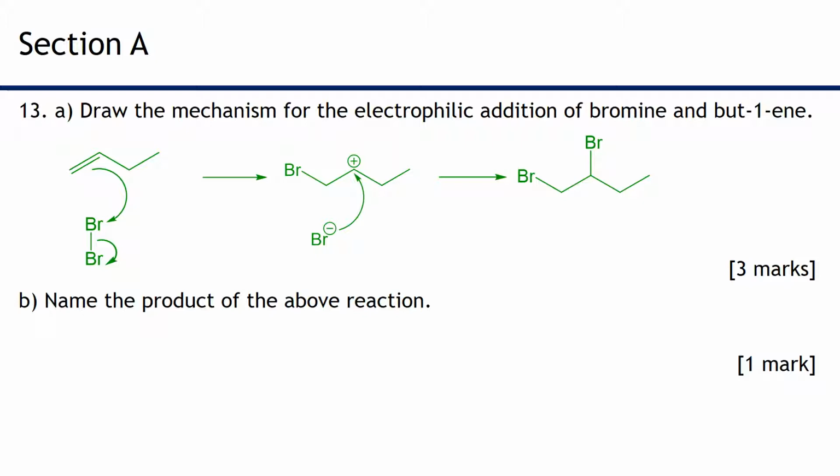Then in part B, you're asked to name the product of the above reaction, and as I've just said, we have a bromine on the first carbon, bromine on the second carbon, so that's going to be 1,2-dibromobutane as the name of this product.